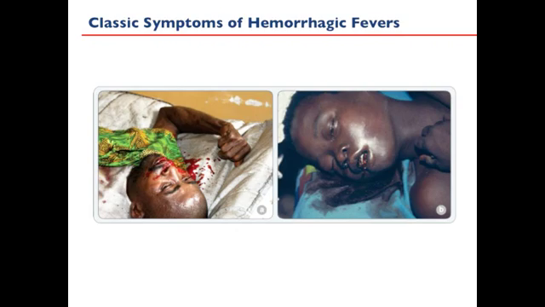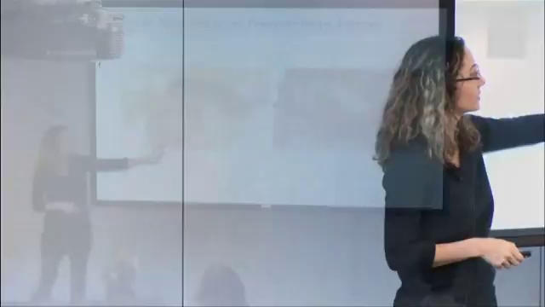This is what we think about when we think of Lassa virus. These are some of the patients that we see, ones we've seen in Sierra Leone. You can see the classic picture you think of with Ebola and these different kinds of hemorrhagic fevers: extreme bleeding from every mucosal bed.